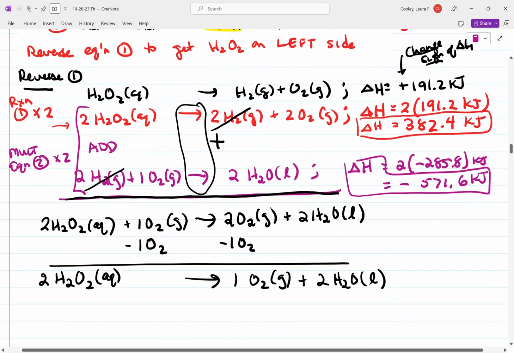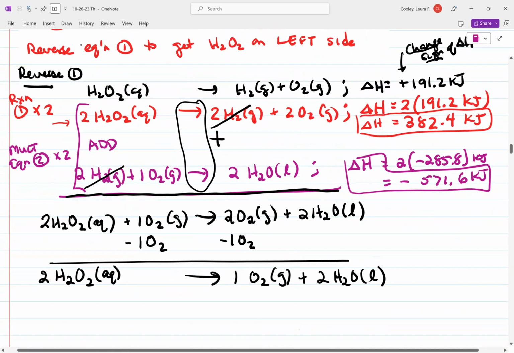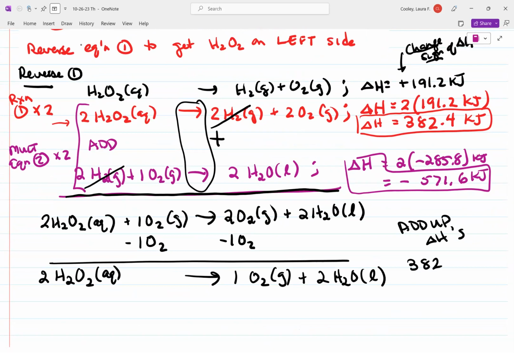There it is. And now I have to add up the delta H's. So I have 382.4 plus negative 571.6. And when you add that up, it's negative 189.2. So that's the delta H for this reaction here.